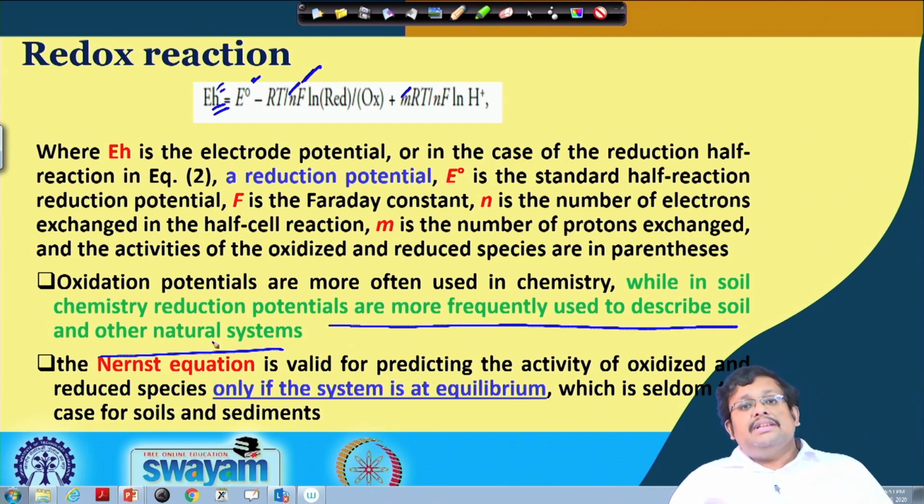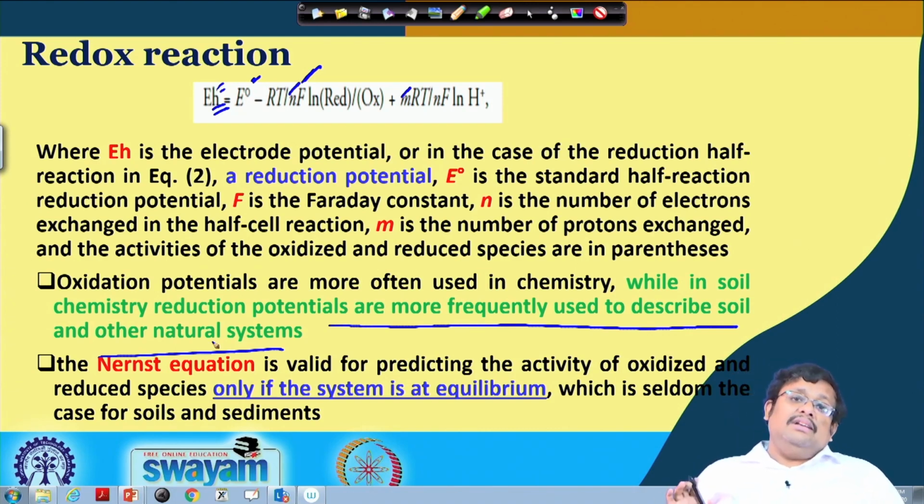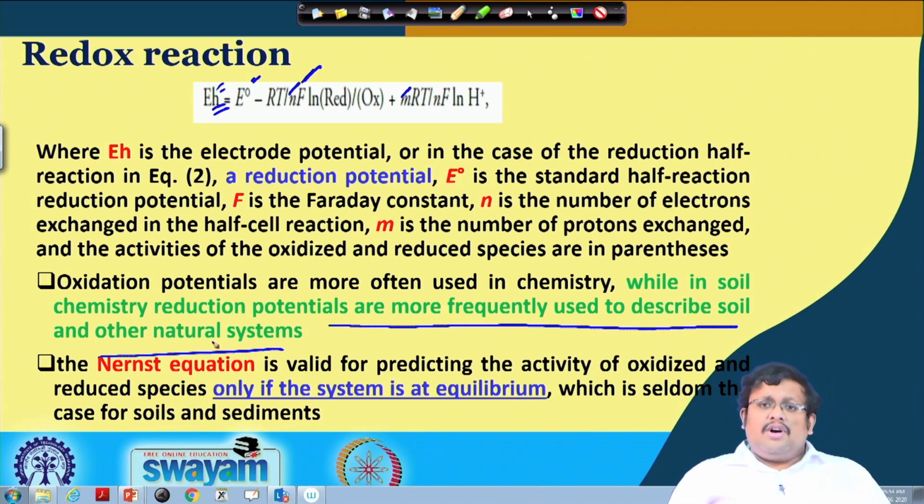The Nernst equation is valid for predicting the activity of oxidized and reduced species only if the system is at equilibrium, which is seldom found in case of soil and sediment. So, this is one of the drawbacks of the Nernst equation. It can be valid only at equilibrium, which is very hard to get in a very heterogeneous system like soil. We have discussed that in detail also.